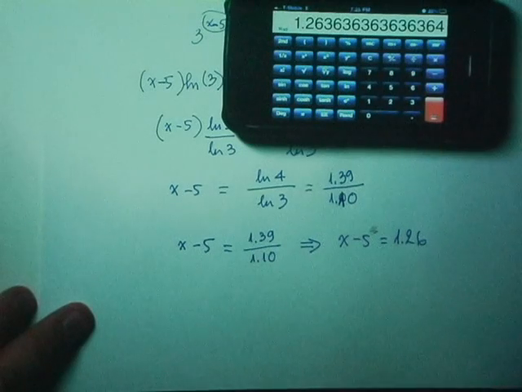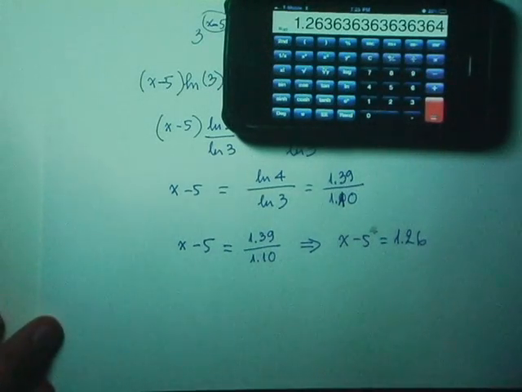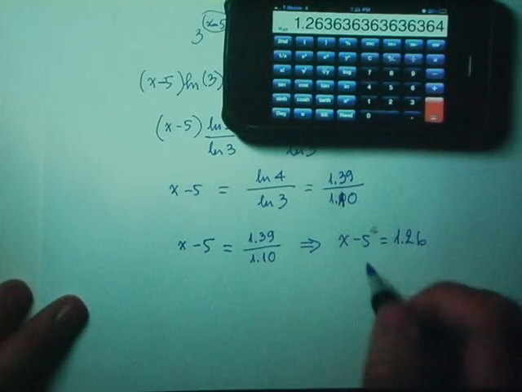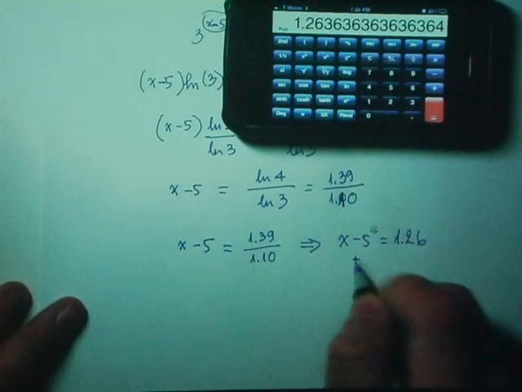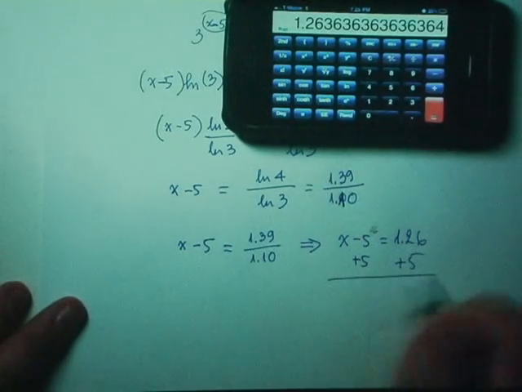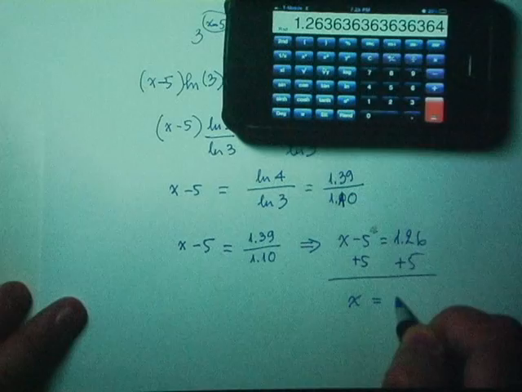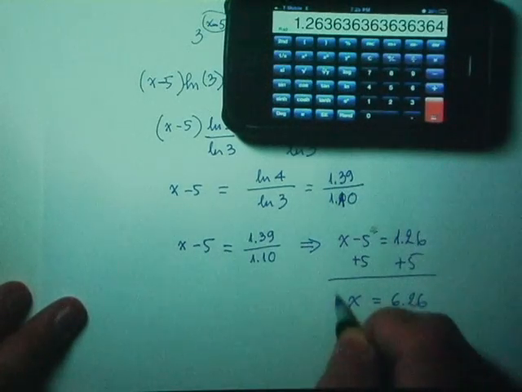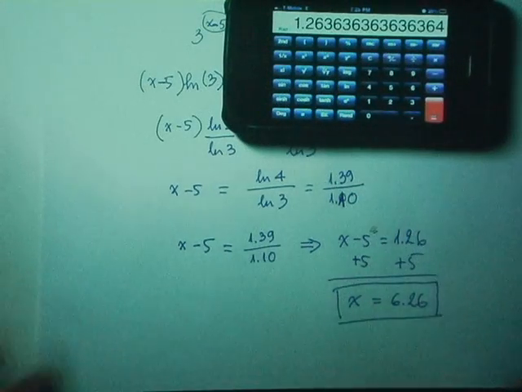So now at this point, please do not take it any harder than it's supposed to be. To solve this final equation, all you do is add 5 to both sides, and that gives me x equals 6.26. And this is how I finish with my exponential equation using method number 2.